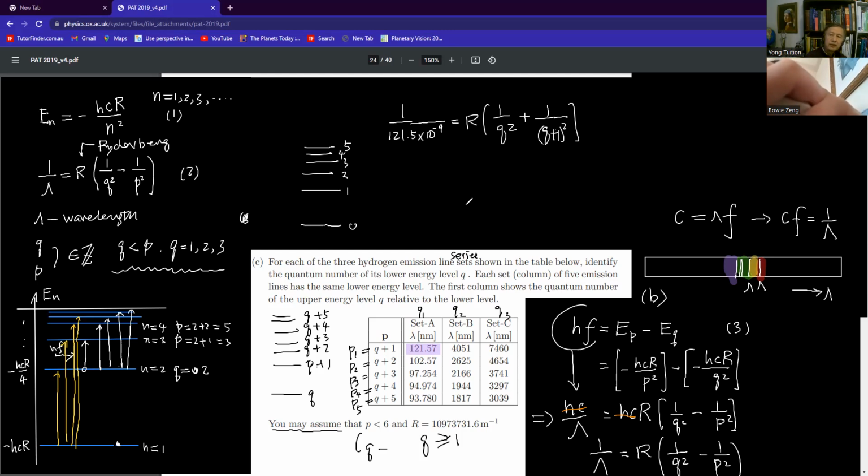Can we just denote it as a constant? If we divide it by R, can we call this part alpha? Alpha equals 1 over Q squared minus 1 over Q plus 1. How do we solve this equation for Q? I'm using my numerical calculator.